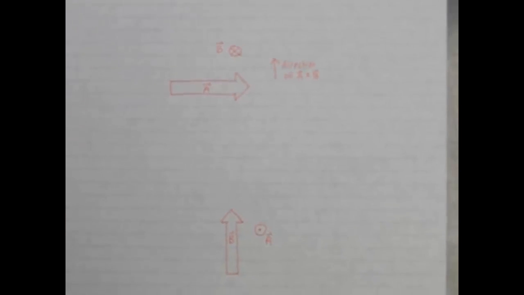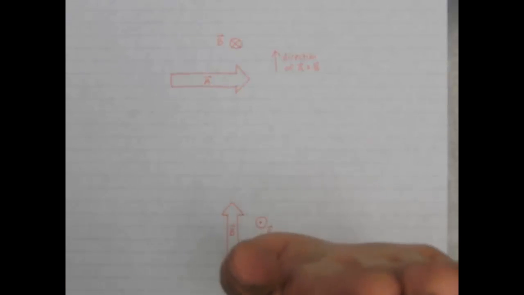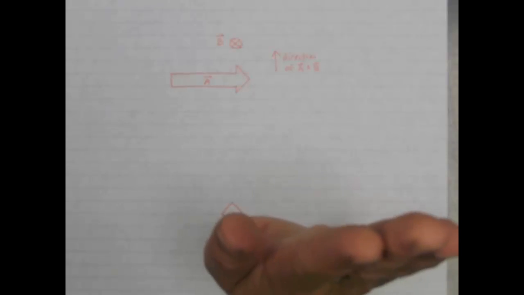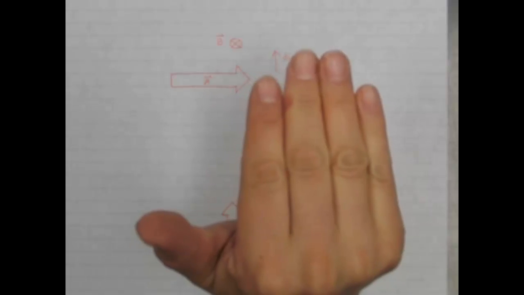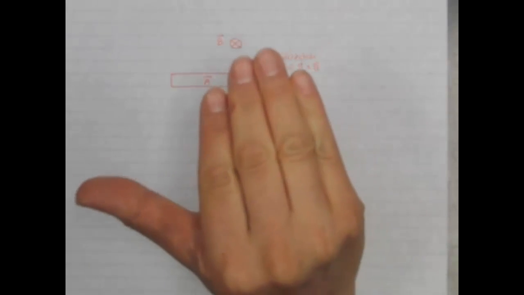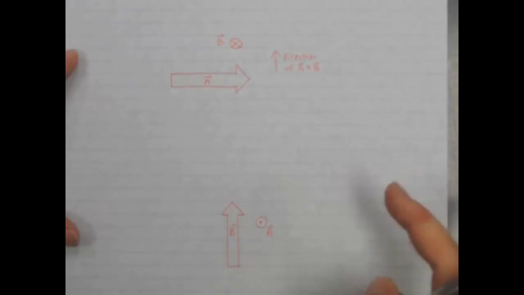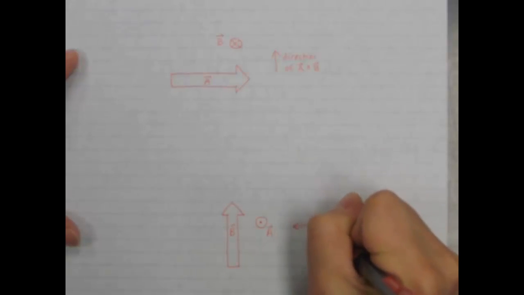In my second example, I have A coming out of the page and B is going towards the top of the page. So once again, I put my fingers in the direction of A and notice that they are pointing straight up, and then I'm simply going to bend them in the same direction as B, which is towards the top of the page, and when I do that, my thumb points to the left. So in this case, the direction of A cross B is to the left.